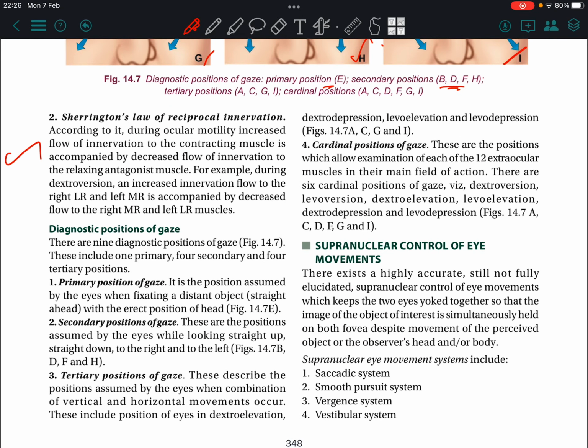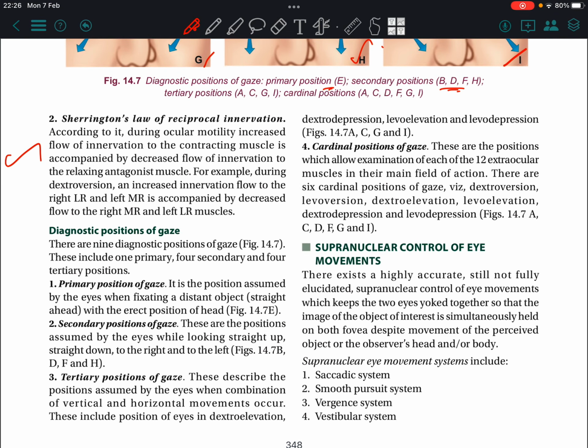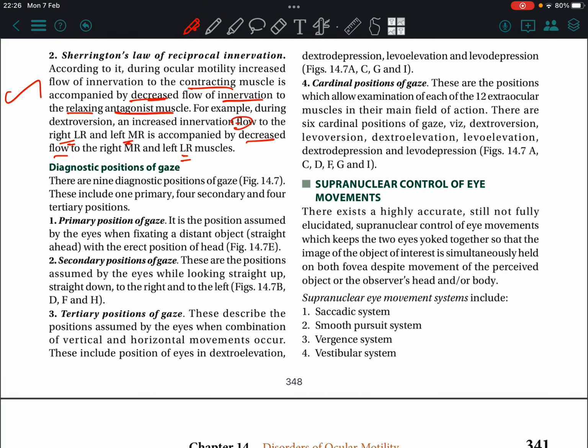Sherrington's law of reciprocal innervation. According to it, during ocular motility, increased flow of innervation to a contracting muscle is accompanied by decreased flow of innervation to the relaxing antagonist muscle. For example, during dextroversion, an increased innervation flow to the right LR and left MR is accompanied by decreased flow to the right MR and left LR muscles.